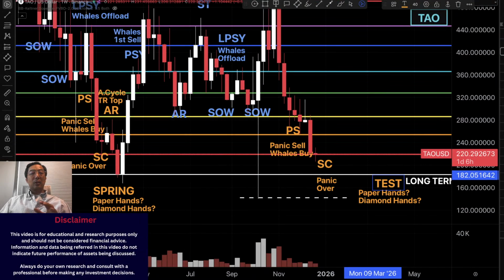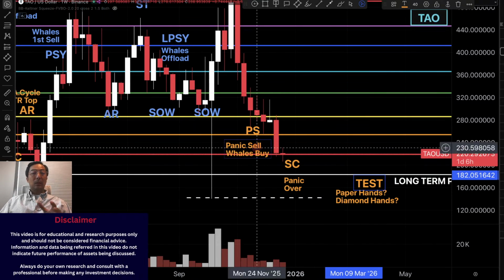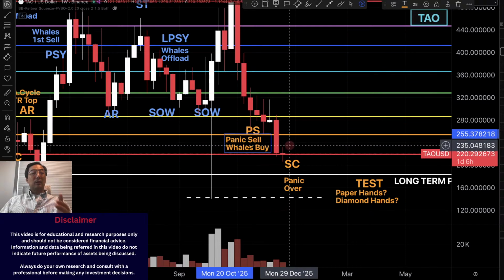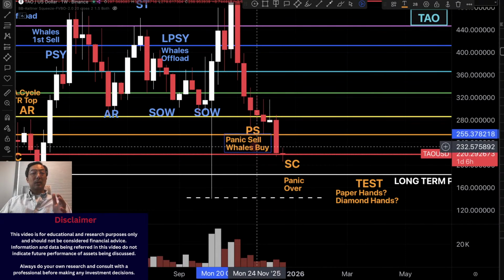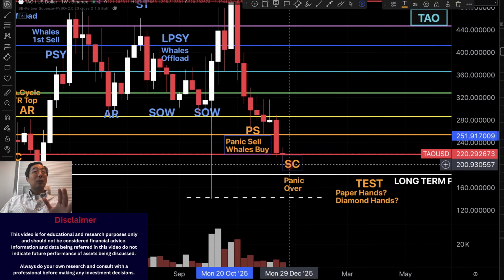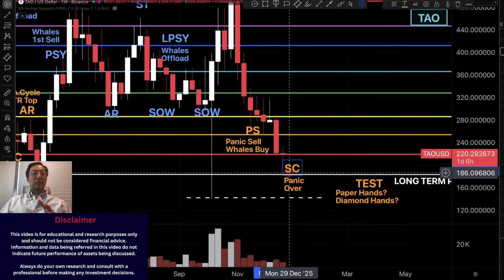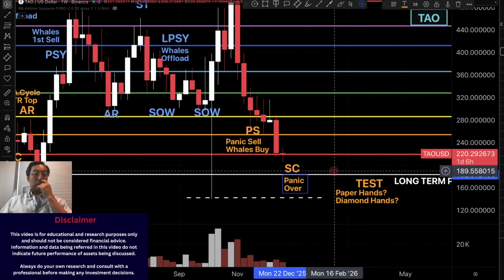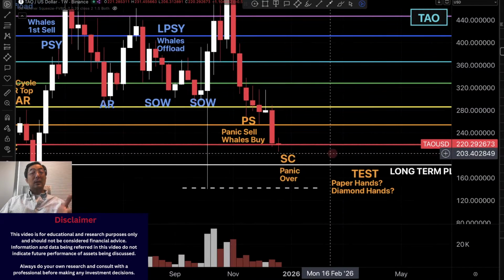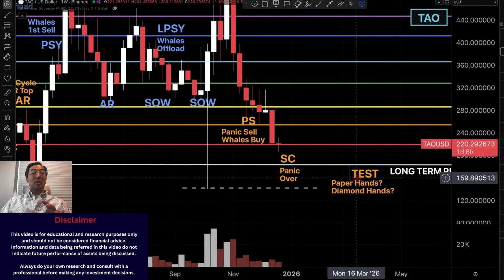This is the weekly chart. Like we talked about before, it is going through a transition from the preliminary support stage where people panic sell and whales start to buy, slowly bit by bit, transitioning into the selling climax period where the panic seemingly gets over. However, the selling climax doesn't necessarily mean it's the lowest point of the accumulation cycle.